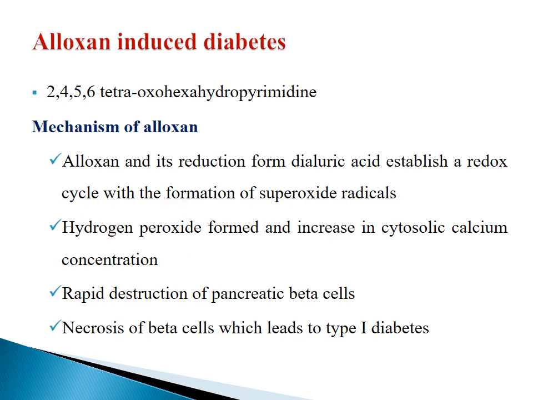In experimental pharmacology, Alloxan is commonly used to induce type 1 diabetes mellitus. It is because of its specific mechanism of action. Alloxan and its reduction form dialuric acid form a redox cycle with the formation of superoxide radical. Once the superoxide radical is formed, it leads to formation of hydrogen peroxide, which is a reactive oxygen species. There is massive increase in cytosolic calcium concentration. This rise in calcium concentration produces rapid destruction of pancreatic beta cells, and this leads to type 1 diabetes in experimental animals.